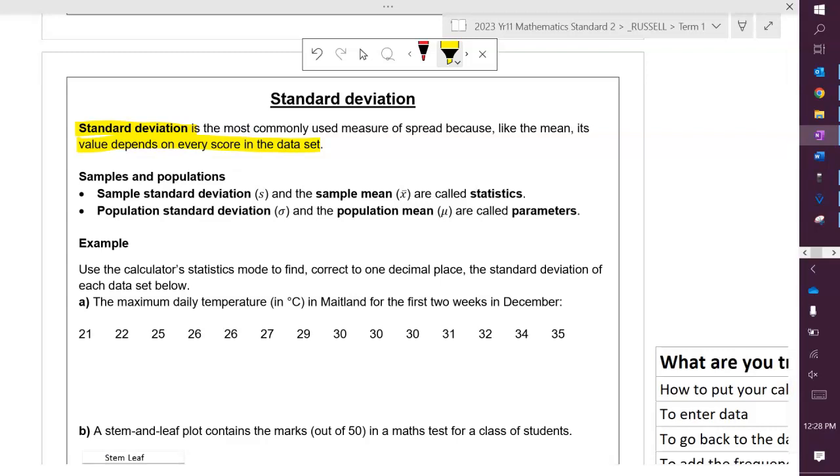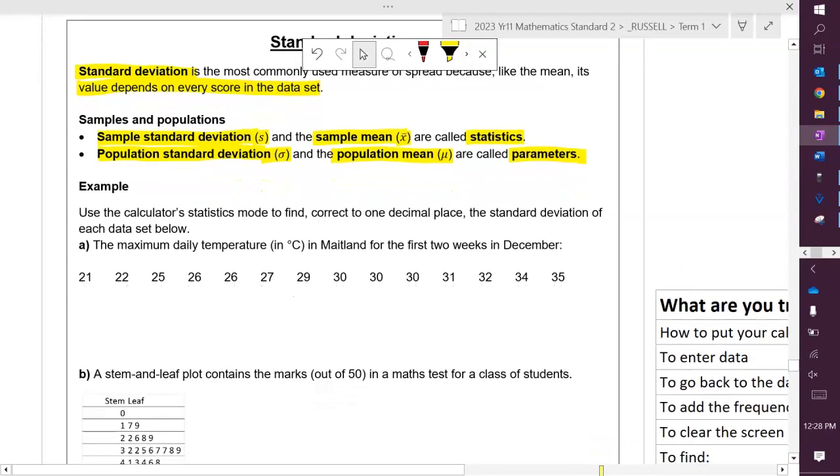So if we're looking at our samples and populations, the sample mean and sample standard deviation are called statistics, and you can see there are some different symbols here. The sample standard deviation is an S, and the population standard deviation is our delta symbol, and the population mean are called our parameters.